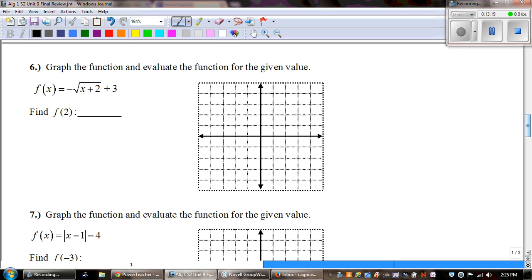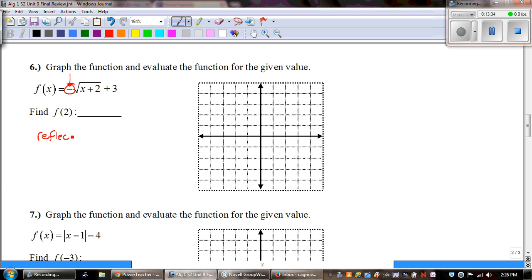So when we are drawing this, or graphing this, first thing we got to know is, is there a reflection? Okay, and the negative outside tells me that there's going to be a reflection, and my graph's going to look like that, going down. Okay, remember, square root's got a special pattern. Now the next thing we need is the initial point.